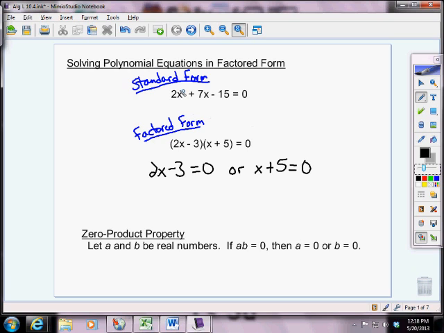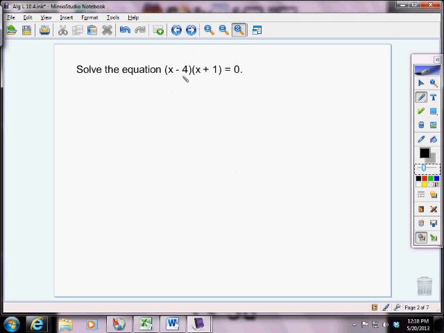Remember, in this example, it being a quadratic, we know it has two solutions. And if it's set equal to 0, one or the other has to be equal to 0. Okay, so let's look at some examples of how we can solve equations in factored form. Solve the equation, the quantity x minus 4 times the quantity x plus 1 equal to 0. Since it equals 0, either this part here has to equal 0 or this part here has to equal 0. So all you do is say x minus 4 equals 0 or x plus 1 equals 0.